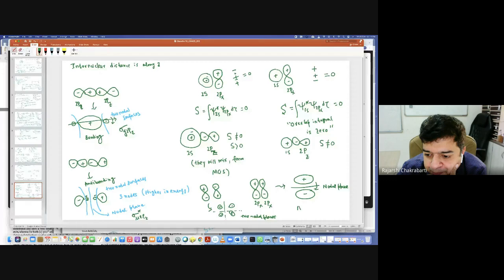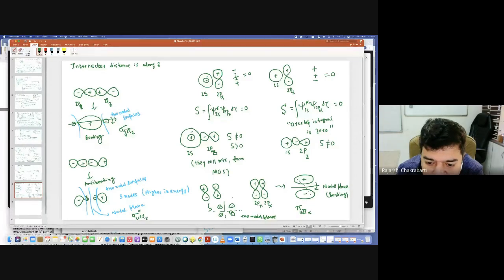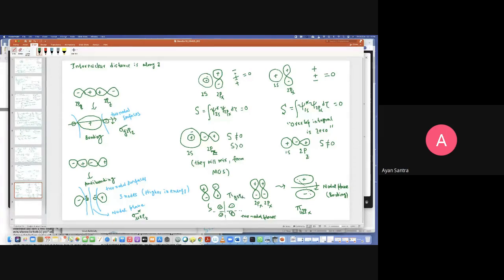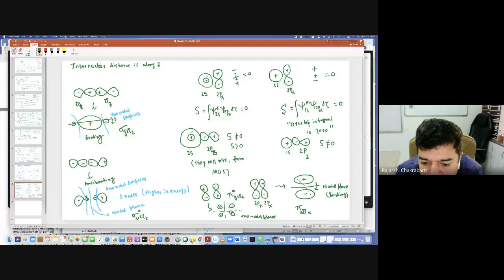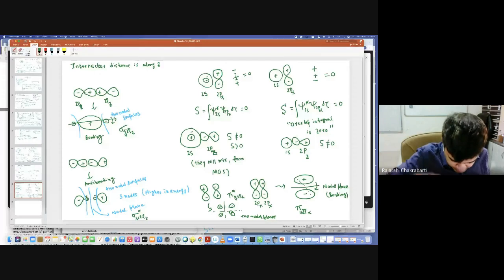This is pi. Okay, this is formed between 2px. So I can write pi 2px, but is it g or u? Tell me. If I take a point here and go through the inversion, what will happen to the point? It will change sign. So it's pi u. Bonding is pi u. What about this one? This is pi g star 2px, isn't it? Because here plus will become plus, minus will become minus if you go through the point of inversion.